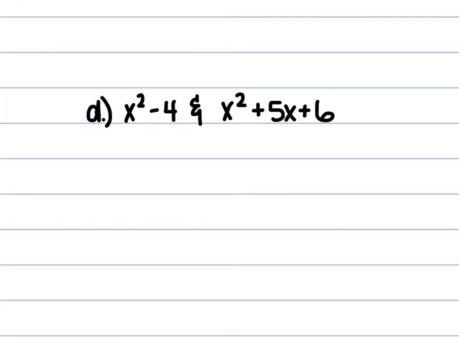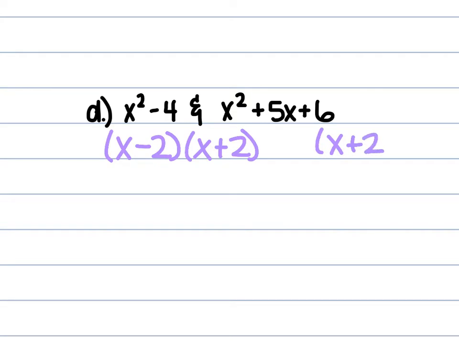For D, we have x squared minus 4, which is going to factor out to be x minus 2 times x plus 2. For the next trinomial, you have x squared plus 5x plus 6. The factors of 6 that add up to be 5 are 2 and 3. So this would be x plus 2 times x plus 3.